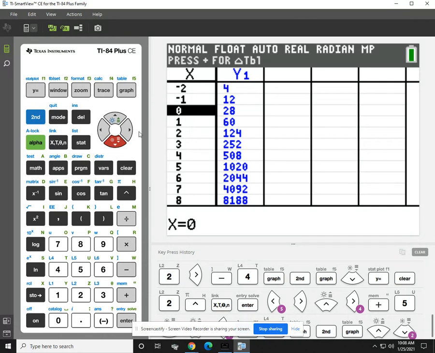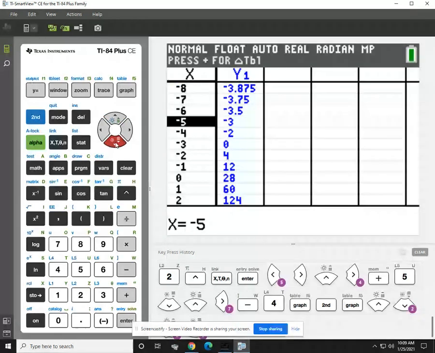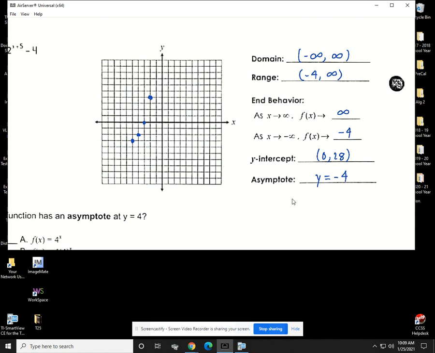Let's see what we got. I got some pretty good points here. I got negative 5, negative 3. I've got negative 4, negative 2. I've got negative 3, 0. And I've got negative 2, 4. Are all pretty good ones. Especially knowing, let's go back to our graph now. These are all pretty good points, especially knowing that my graph can't do what?